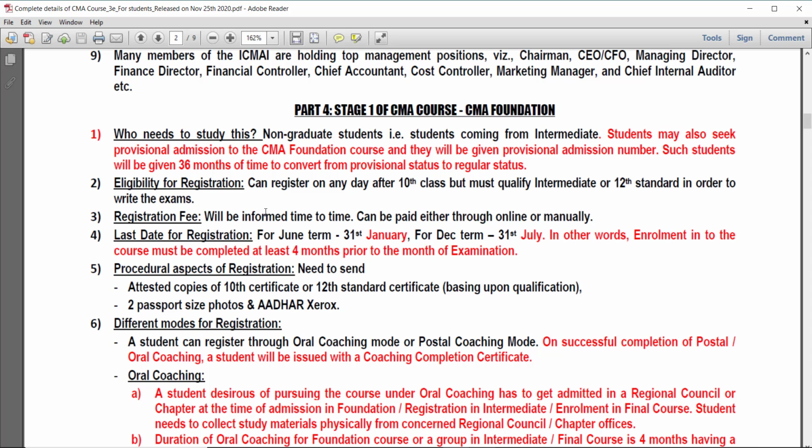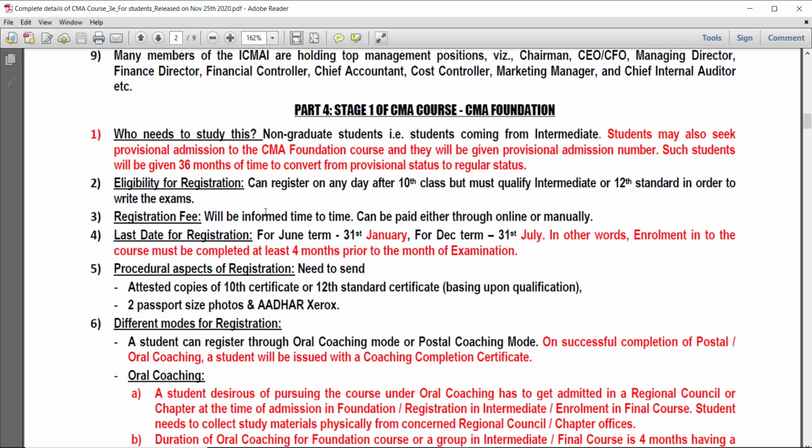Within that particular period of time, such a student who has got provisional registration has to submit his qualification details, his pass certificate. So after getting provisional registration, he has to submit his 10th class pass certificate in order to change his provisional status to regular status. And what about the registration fee?